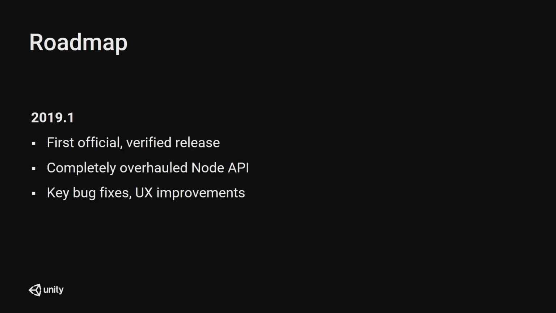Shader Graph has certainly come a long way from its inception, but we're not stopping there. Beginning in Unity 2019.1, we will launch the first official verified release of Shader Graph. Coming out of preview and becoming a verified release means Shader Graph will undergo a highly rigorous testing process to ensure a high-quality, stable feature release, which we understand is very important for everyone here. And based on your feedback, the Node API will receive an extensive upgrade, allowing you to do even more. And of course, you'll also find key quality of life improvements across the board.